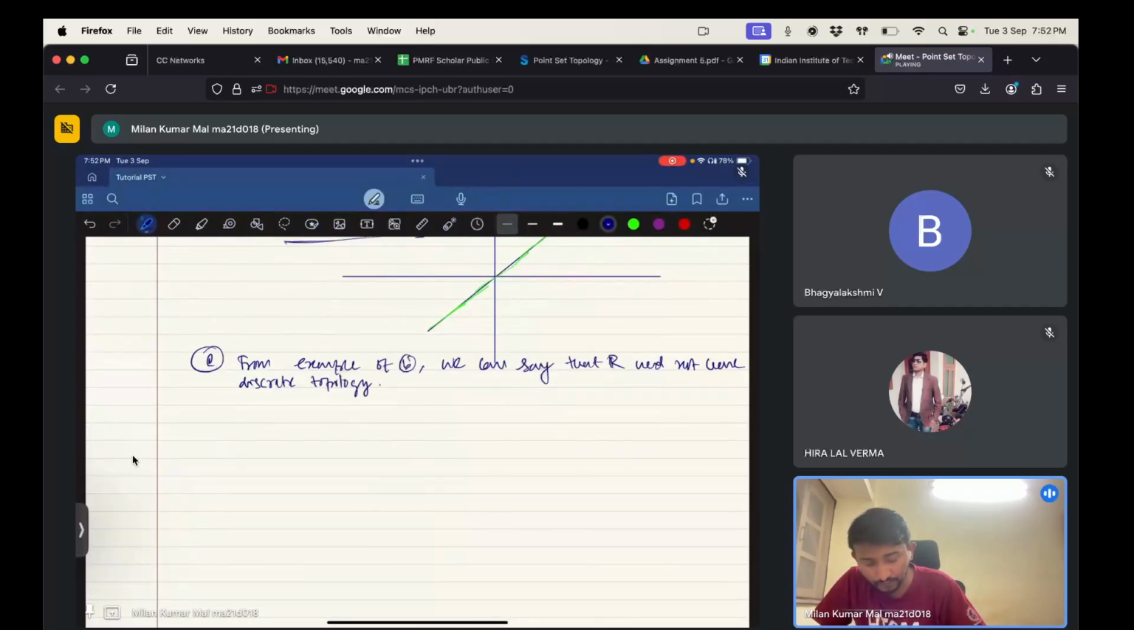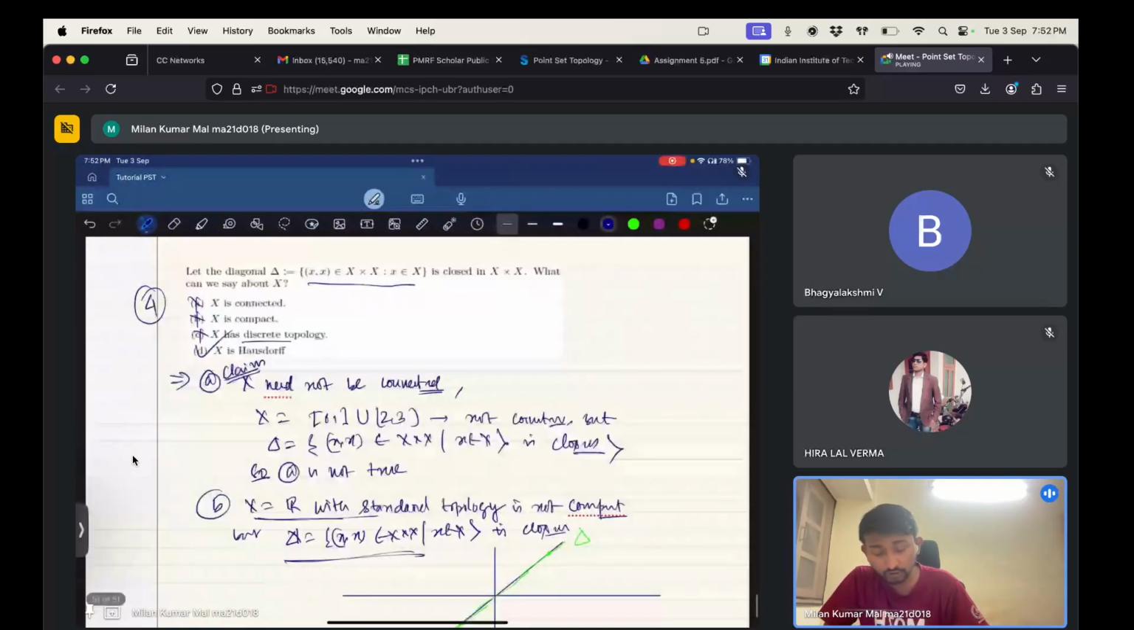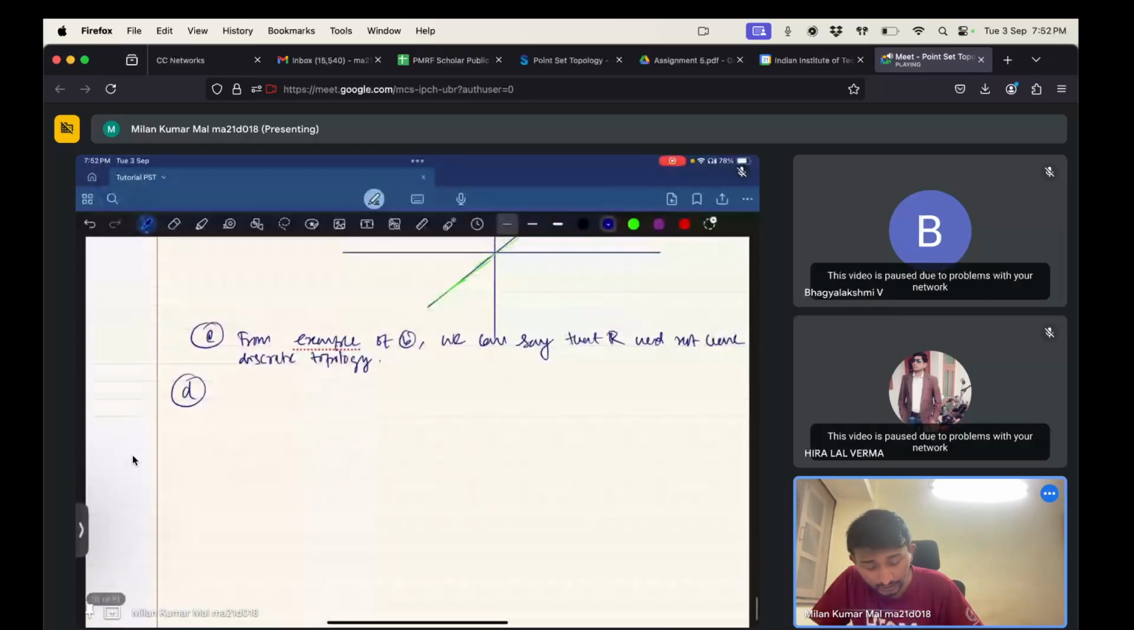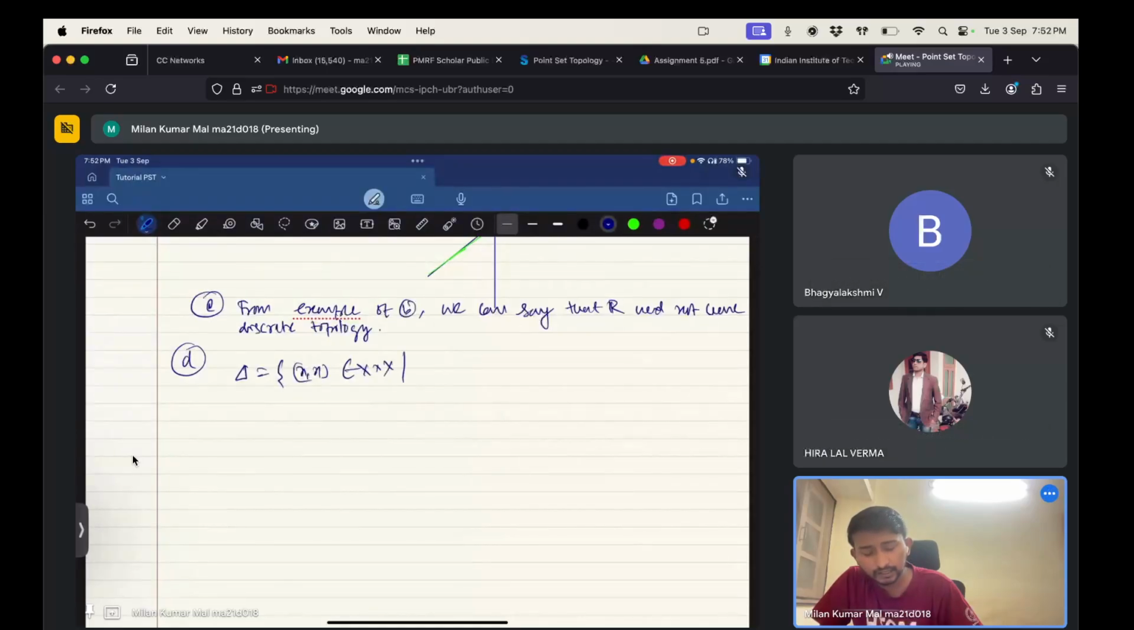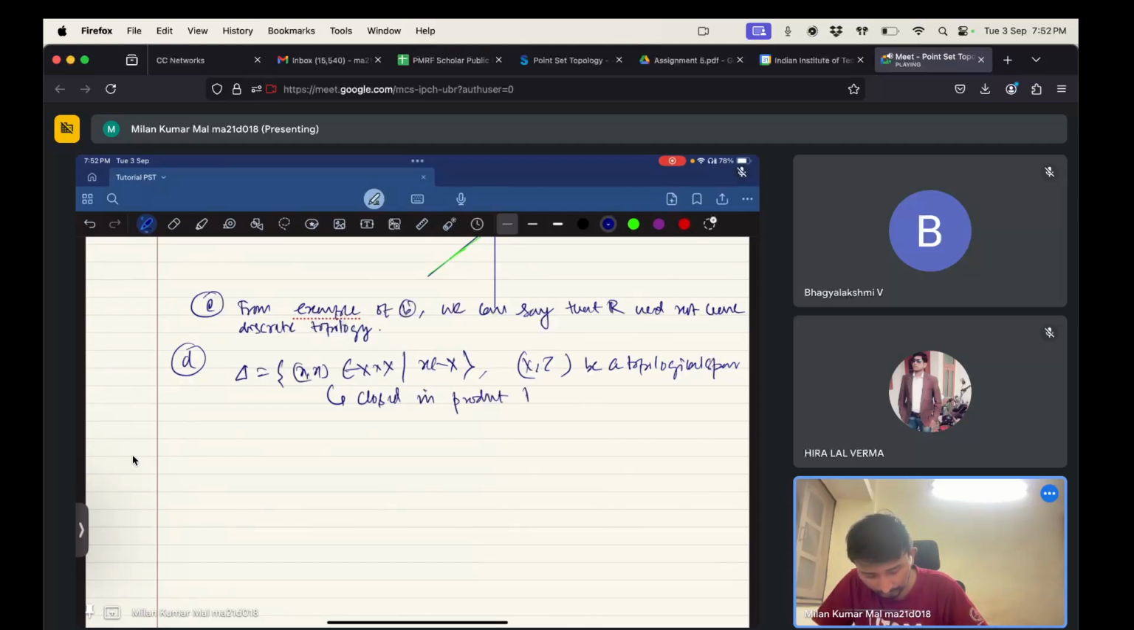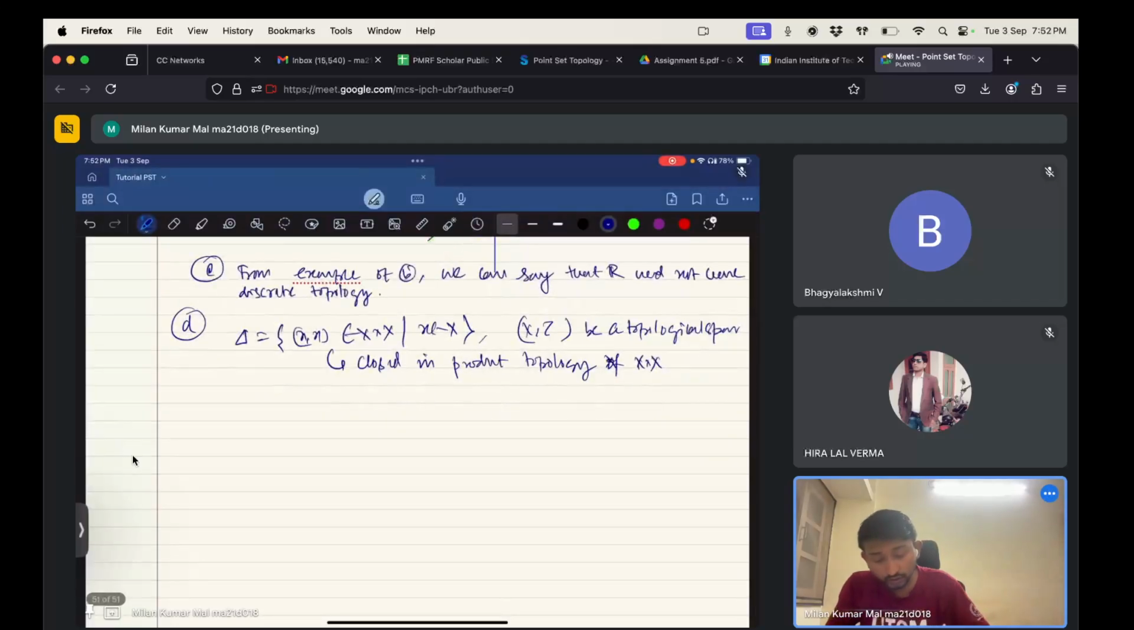Okay. So now option D is Hausdorff, which I will prove. X is Hausdorff, that I will prove. How will I prove X is Hausdorff? Let's write delta once again: (x, x) belonging to X cross X, such that x belongs to capital X. Let (X, tau) be a topological space, and X cross X has the product topology, and delta is closed in the product topology of X cross X. This is the thing I have to prove to claim X is Hausdorff.